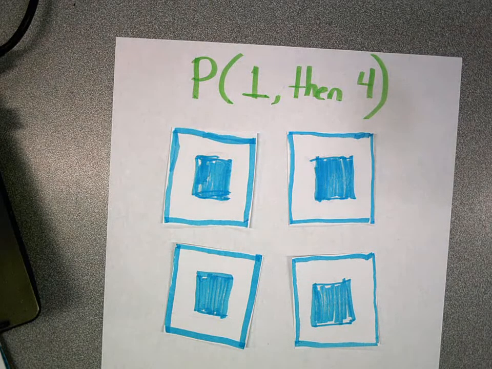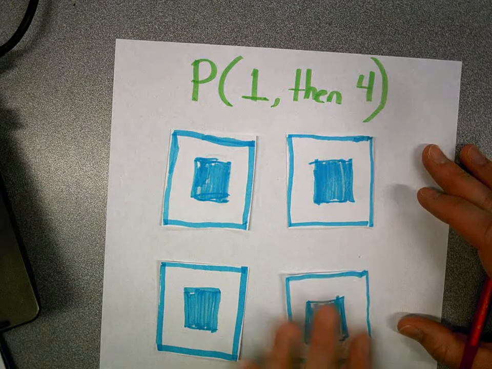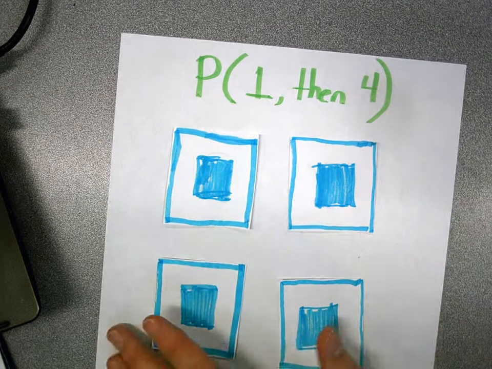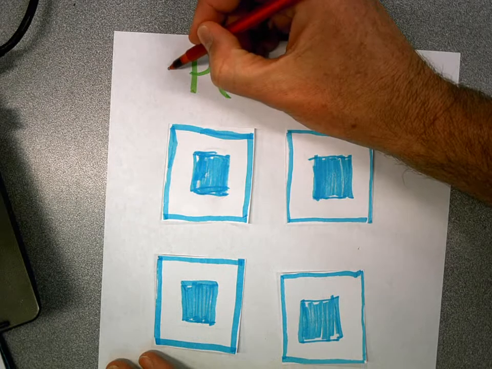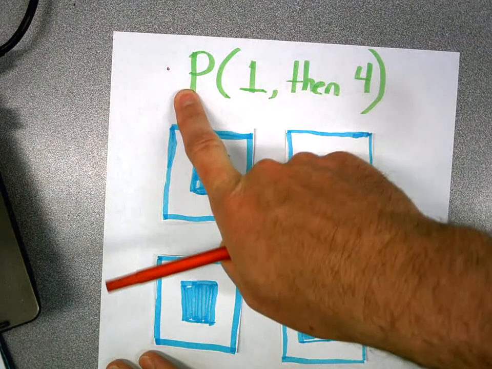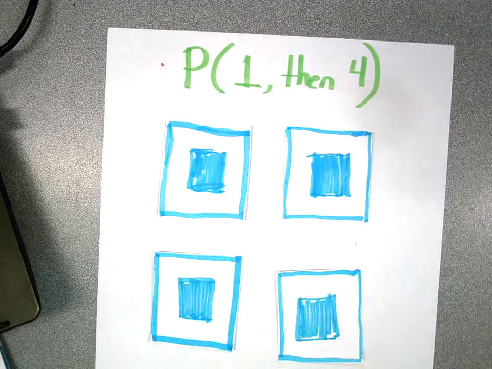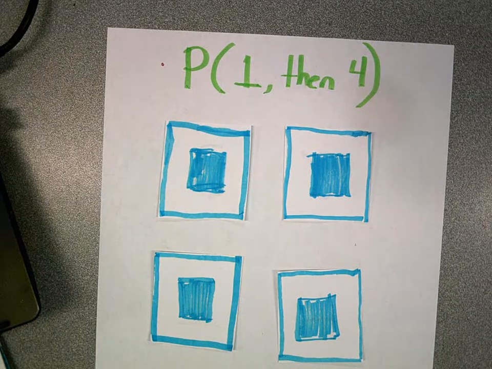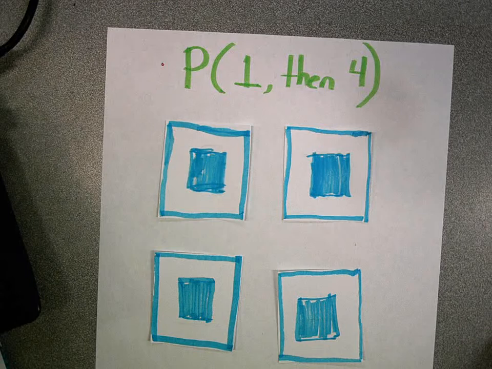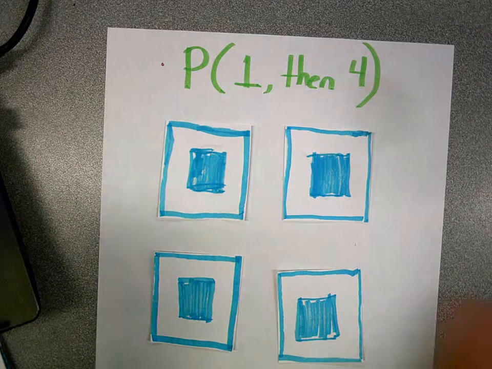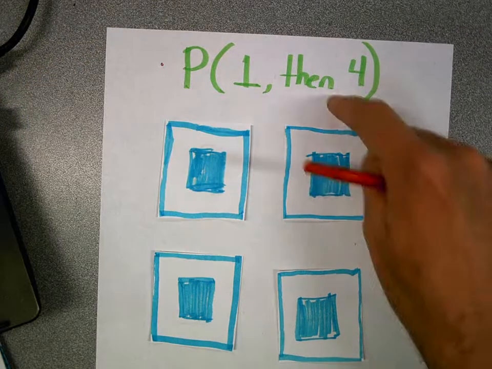All right, and the goal in this game, this compound event, is we want to know the probability of choosing a 1 and then turning around and choosing a 4. This is just like the other day when we talked about compound events. So what's the probability of choosing a 1 and then a 4? We'll eventually get to the major part and find the final answer. But what I want to do is play the game a little bit with you guys. Remember, this is compound events: I need to do this, and then I need to do that.